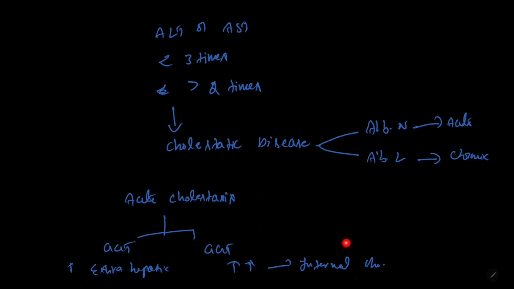Okay, so these are the enzyme profiles in liver diseases. One more thing we should know is the AST to ALT ratio, which is normally 0.8. It will be more than 2 in case of alcoholic hepatitis.